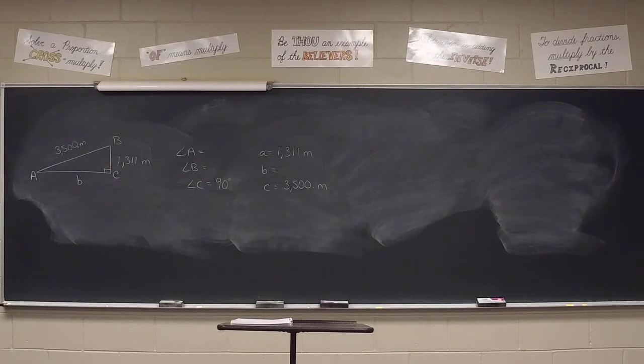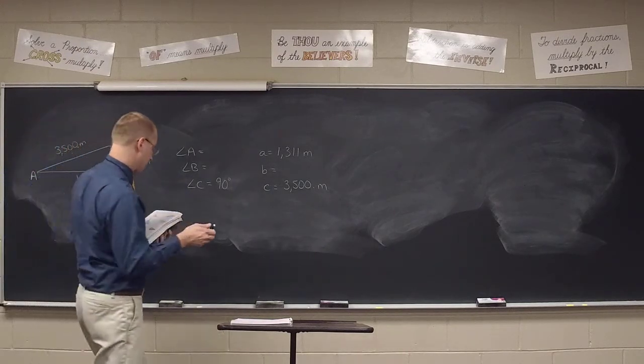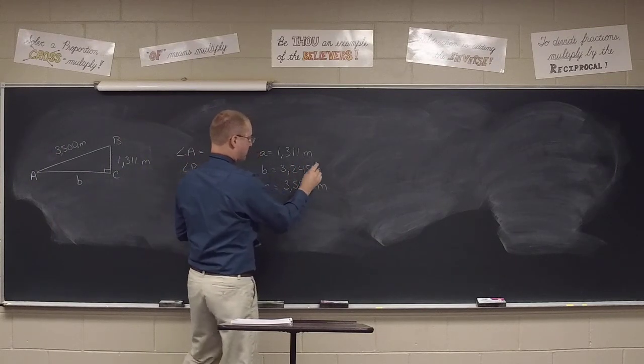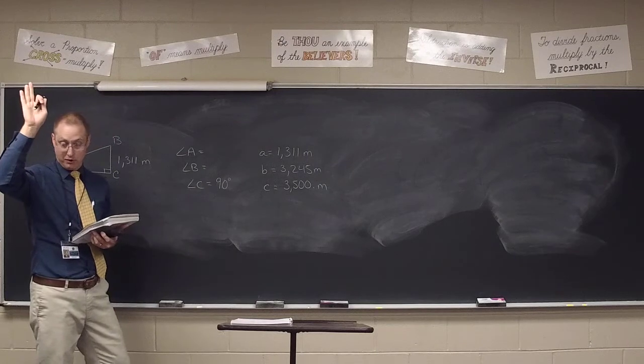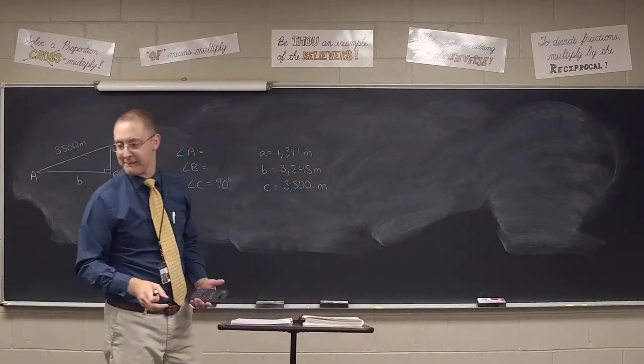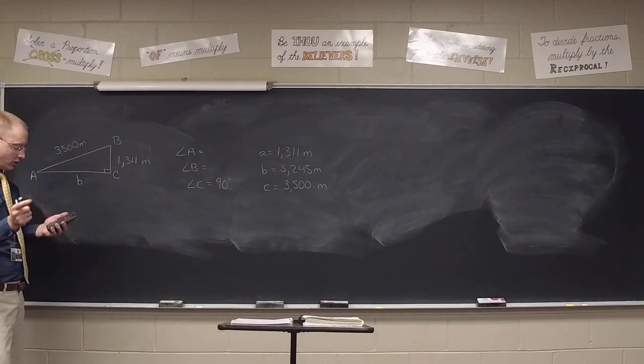All right. And when you used the Pythagorean Theorem, to 4 sig figs, I got 3,245 meters. How many also got 3,245? Ethan, what did you have? 2,189. Okay. So on your calculator, try it again.